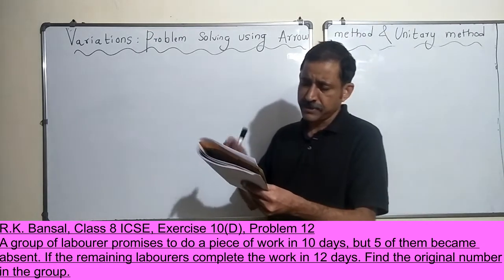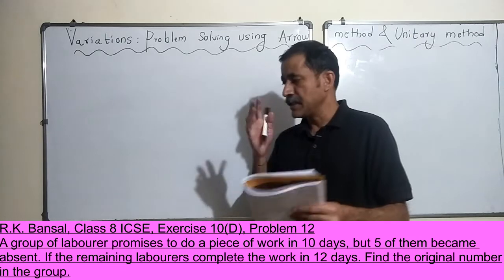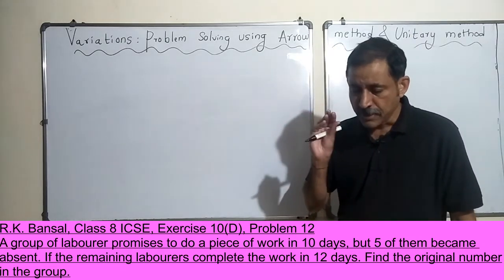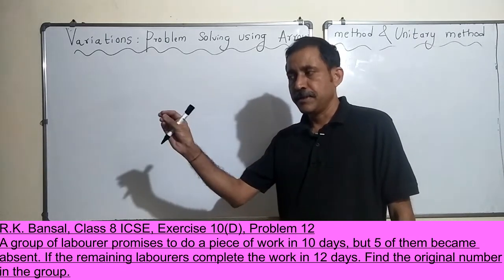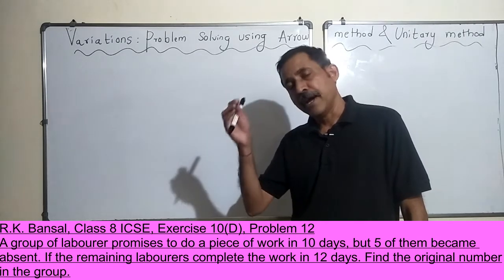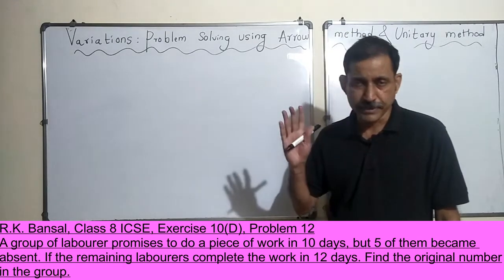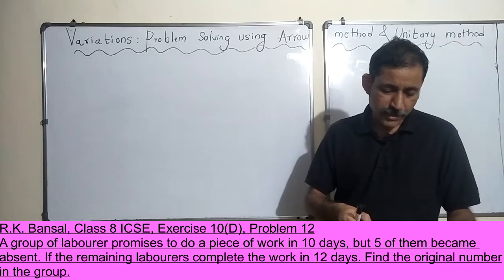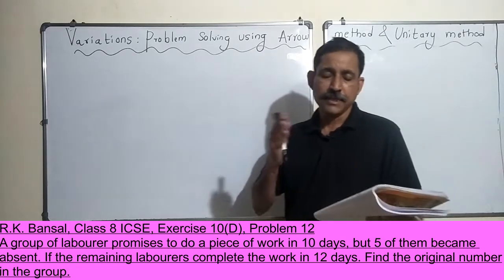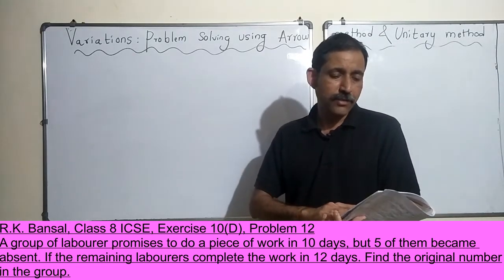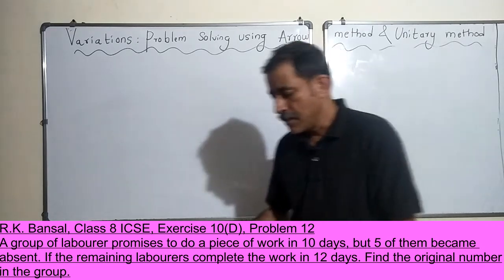So a group of laborers promise to do a job in 10 days. So basically there are some laborers. They promise that they will finish the job in 10 days, and out of them 5 people stay absent and the work is done in 12 days. Instead of the promised 10 days, it is done in 12 days. So now what is the original number in the group is what the question is.